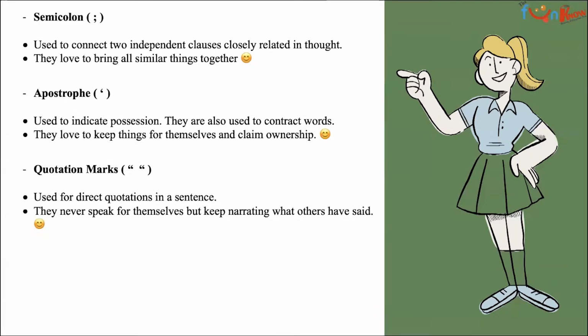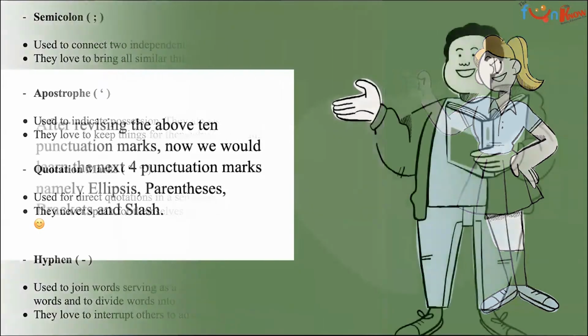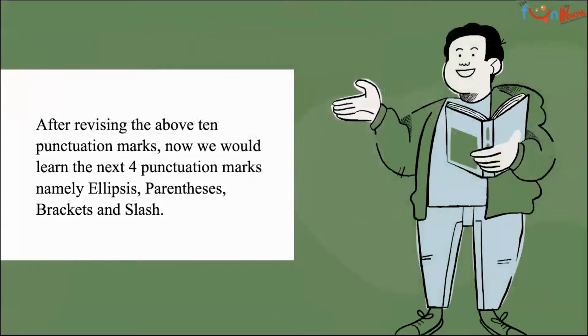Next one we learned is quotation marks. They're used for direct quotations in a sentence. They never speak for themselves, but keep narrating what others have said, right? Now, next one is hyphen. They're used to join words serving as a single adjective before a noun in number words and to divide words in syllables. They love to interrupt others to add their own thoughts, isn't it? Hyphen. I hope you have now understood the 10 punctuation marks that we learned earlier.